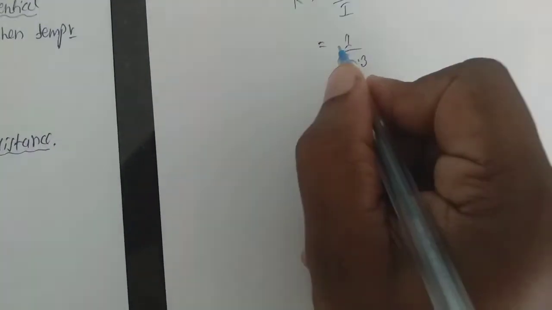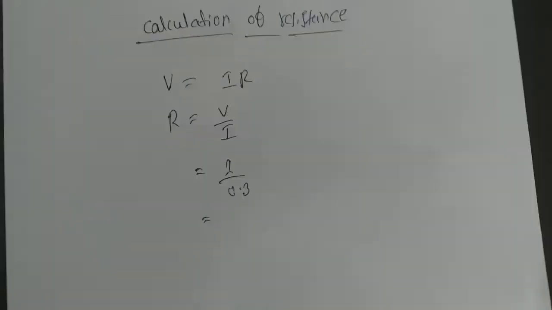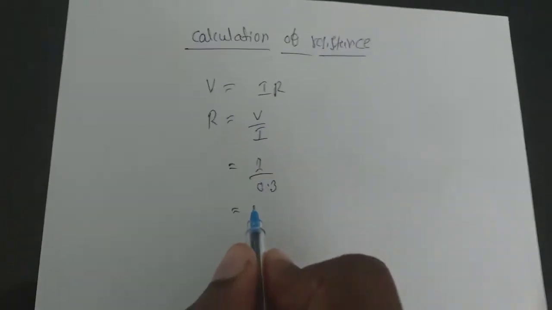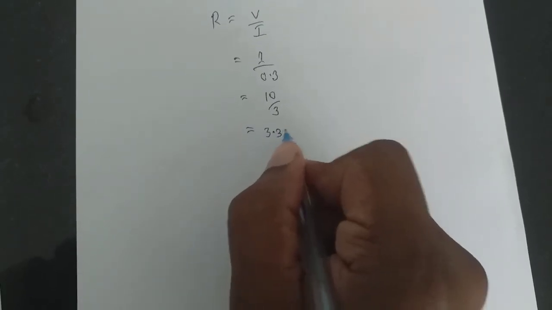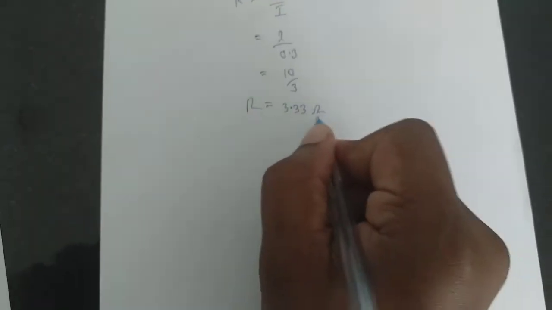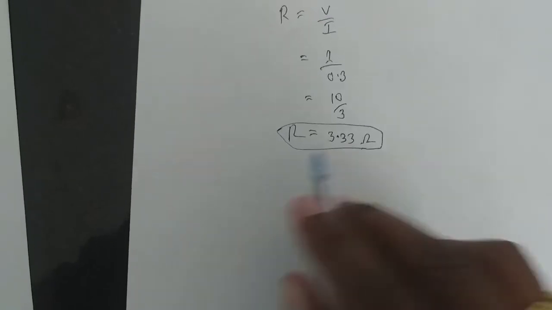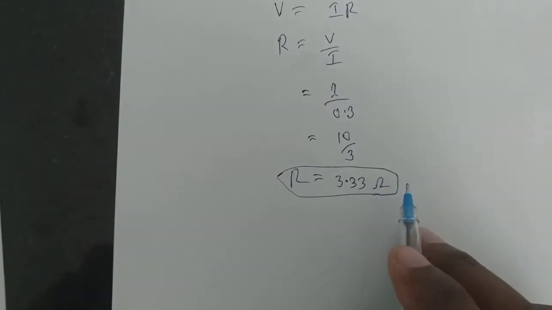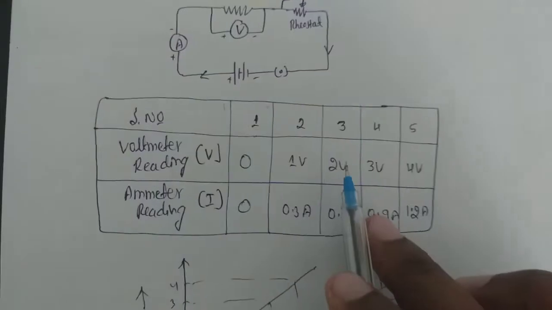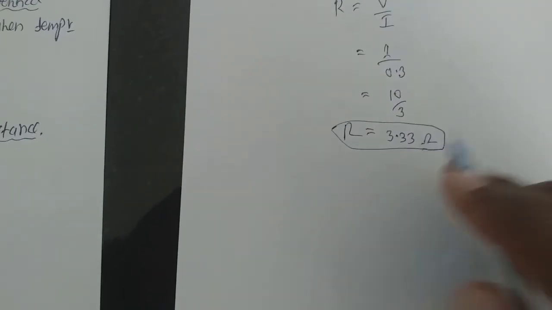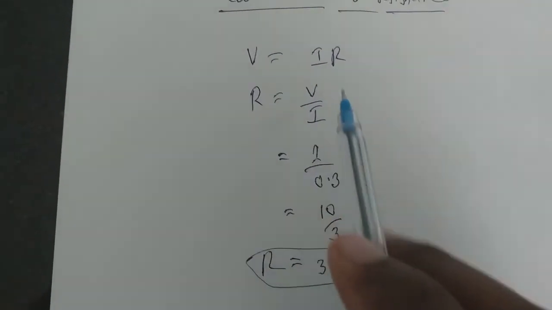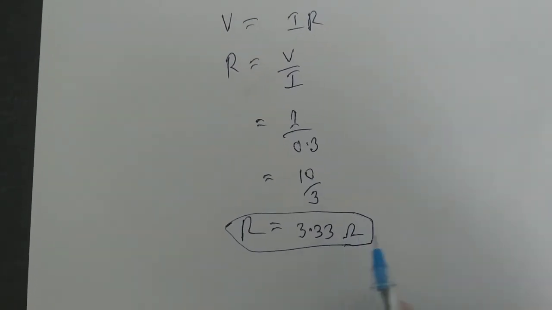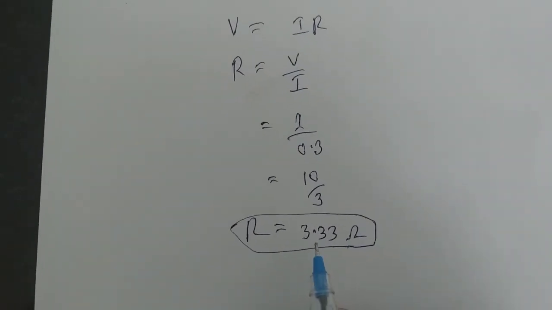0.3 ampere. So 1 by 0.3 becomes 10 by 3, 10 divided by 3, that is 3.33 ohms. So the resistance of the wire we used there is 3.33 ohm. We can use any value; if you use 2 by 0.6, then also you get the same value, 3.33. So the resistance of the wire can be calculated by using the formula V equals IR, and R will be V by I, and the SI unit of resistance is ohm. So the wire has a resistance of 3.33 ohm.